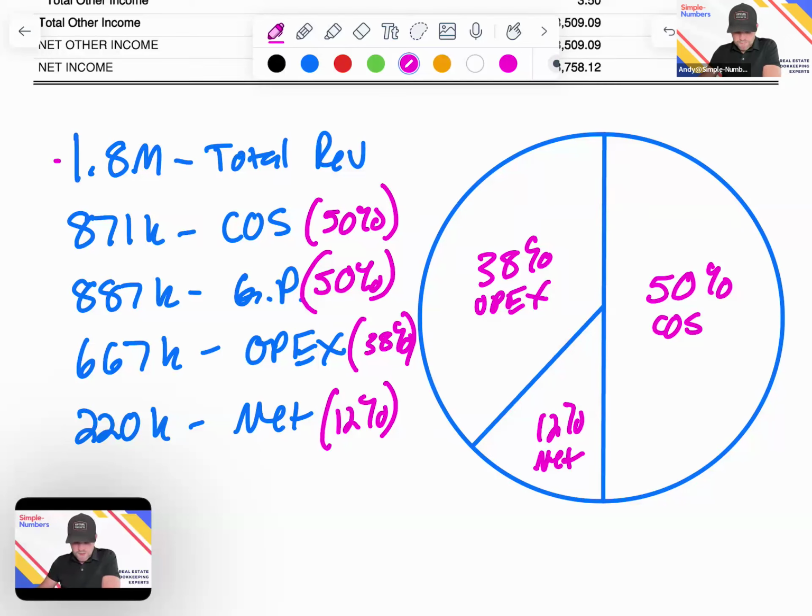Okay, so there was a little bit of salary on top of that that's included in the operating expenses as well for the owner. So he probably really didn't spend 38%, and he probably had a little more than a 12% net if we add that back in. But just on the hard numbers here, that's what it looked like.